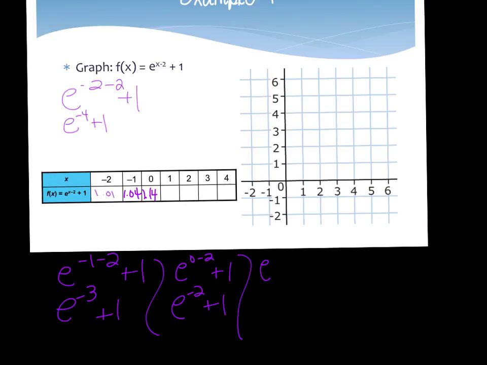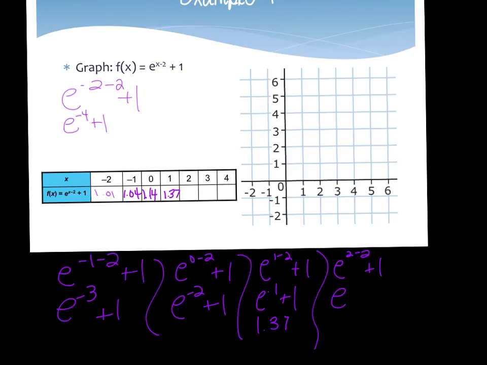And then I go to 1. E to the 1 minus 2 plus 1, which is e to the -1 plus 1, 1.36. And this is an exponential function? This is an exponential function, yep, because you've got a base that's being raised to a power, right? Okay. And then go to 2, e to the 2 minus 2 plus 1.